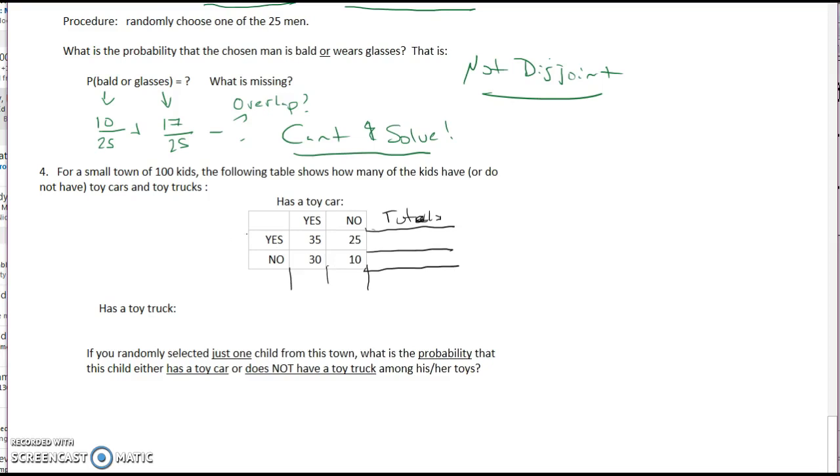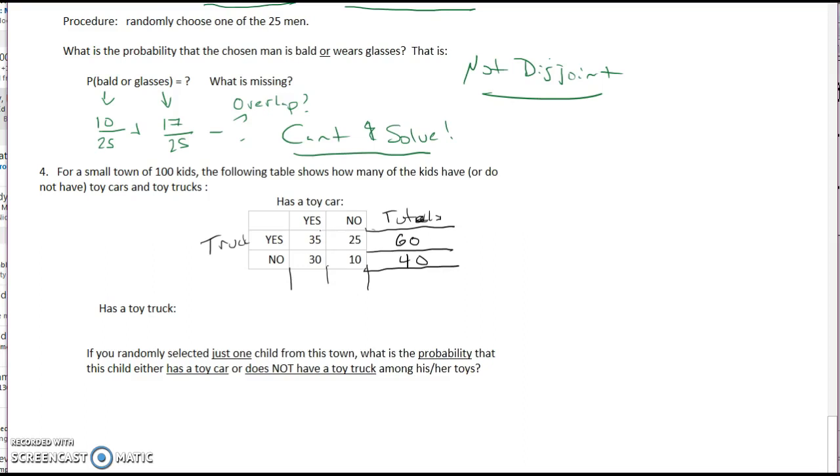So you can see that this right here, this should be up here. This is the truck. These are all the kids who said yes, they own a toy truck, and then these are all the kids who said no. So 35 plus 25 is 60 kids said yes to a truck, and 30 plus 10 is 40 kids said no, they don't own a truck.